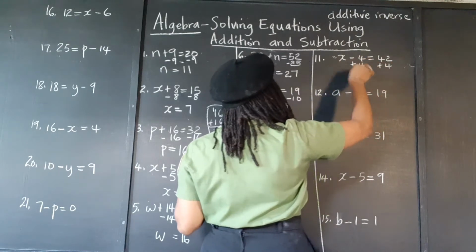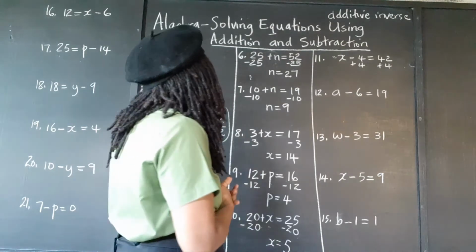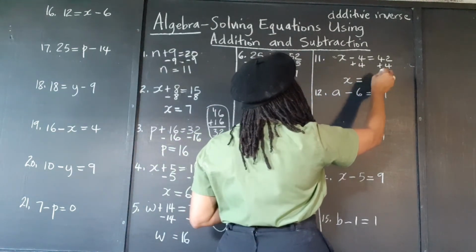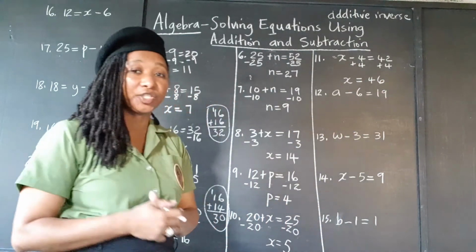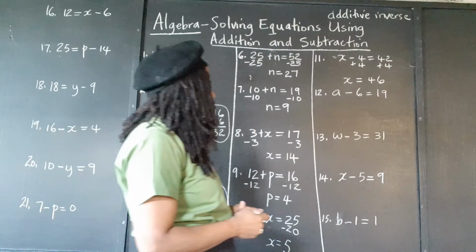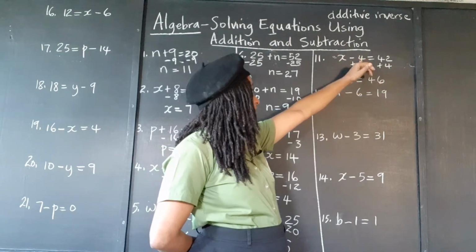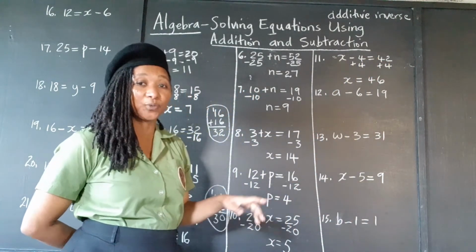Negative 4 plus 4, that's 0. Okay? And so we're left with x on this side, and 42 plus 4 gives 46. If we plug in our answer to check, we will see that plugging in 46 here, 46 take away 4 does give 42. That's how we know that we are correct.